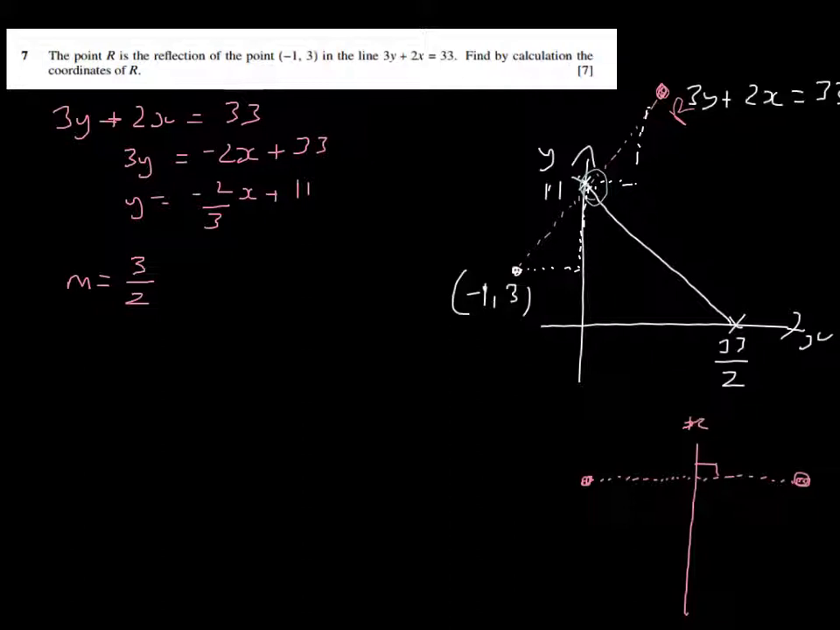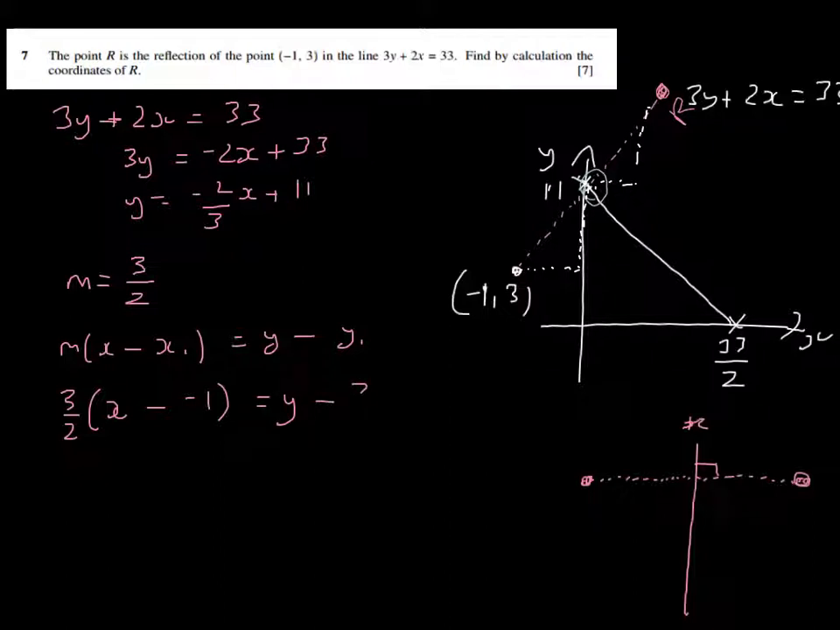We get that using the formula m(x minus x1) equals y minus y1. In this case, our m is 3/2. One point on the line is -1 for x, and our y value on the line is 3. And because we're going to use this to solve an equation, we do want to tidy it up a little bit so that we can use it.